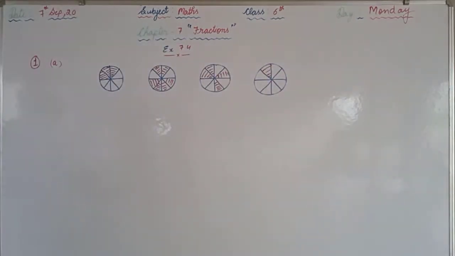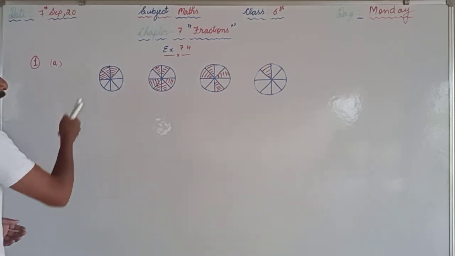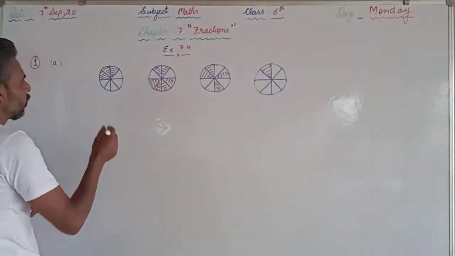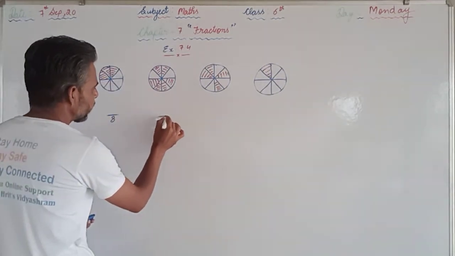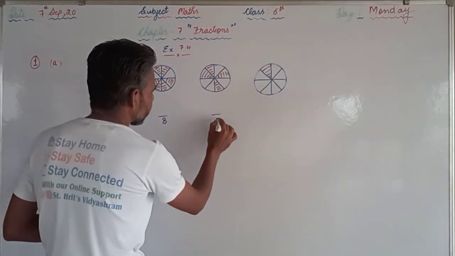Now we should read the question. What is the question? Write the shaded portion as a fraction, arrange them in ascending and descending order using the correct sign, less than, equal to or greater than, between the fractions. So first of all we have to write the fractions. So how many parts are there in total? 8. So in all the total parts will be 8.